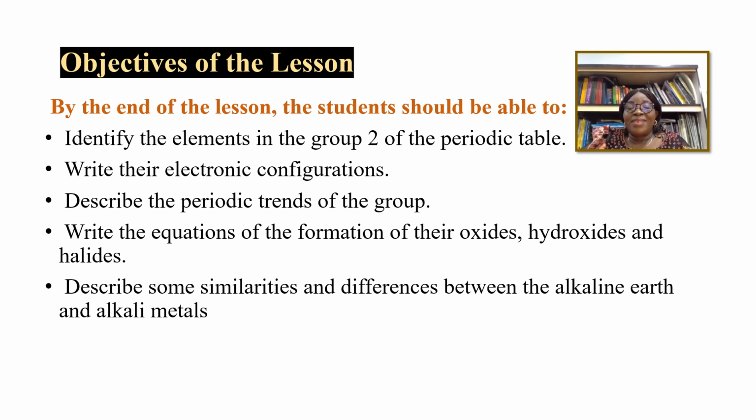By the end of this lesson, I expect that my students should be able to identify the elements in group 2 of the periodic table, write their electronic configurations, describe the periodic trends of the group 2 metals, write the equations of the formation of their oxides, hydroxides, and halides, and also describe some similarities and differences between the alkaline earth and alkali metals.